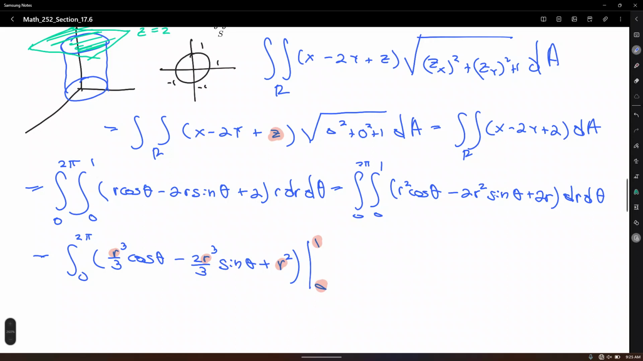Do you guys agree that if we evaluate the lower limit of 0, everything is going to get zeroed out? That's good to know, though you need to write it to show the evaluation. Now, 1 cubed, 1 cubed, 1 cubed, 1 squared. Isn't that just 1? Okay. Don't forget the d theta here. From 0 to 2 pi, that is 1/3 cosine theta minus 2/3 sine theta plus 1 squared, which is 1, d theta. The rest of the problem is a pretty basic calculus 1 integral.